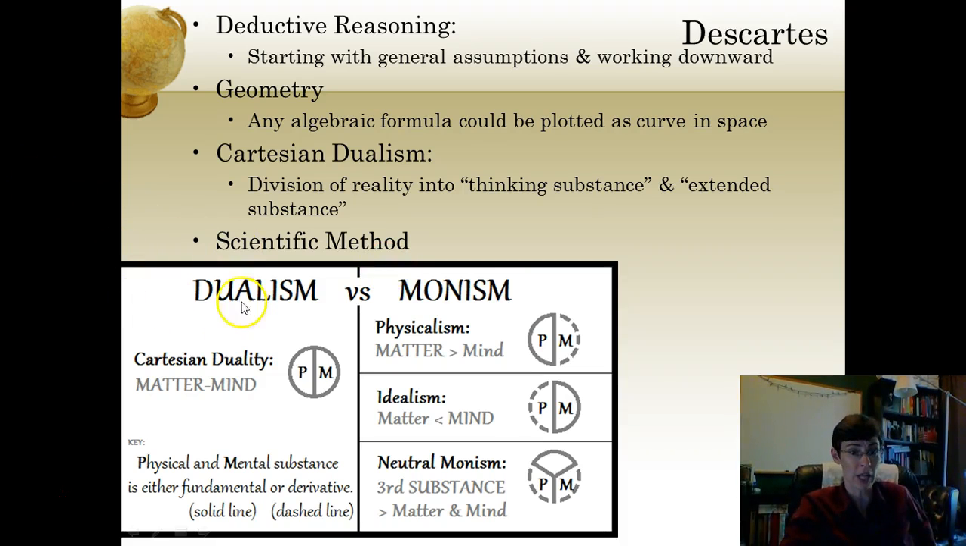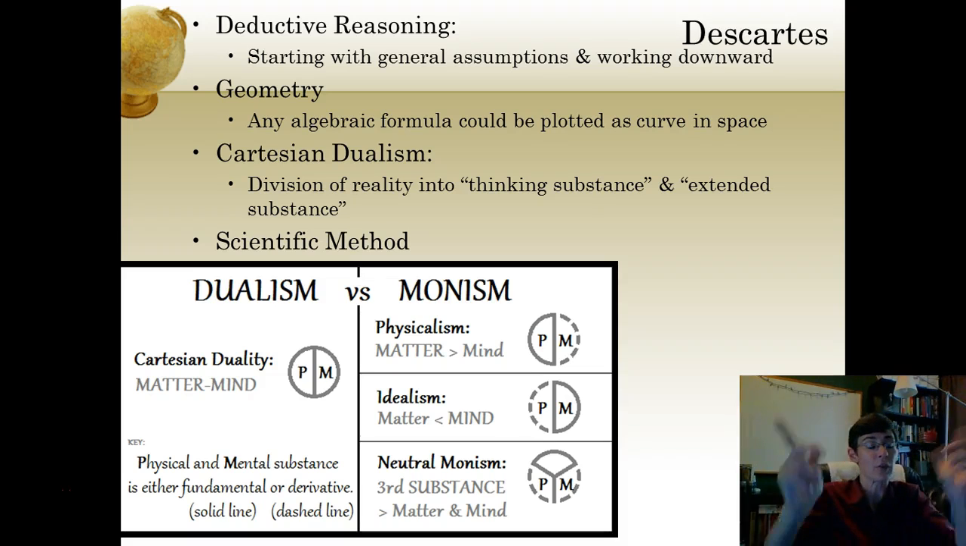Okay, so on the left with dualism, you have this idea of Cartesian duality, right? You have matter and you have the mind. Now, the physical and mental substance is either fundamental or derivative. Now, what does that mean exactly?